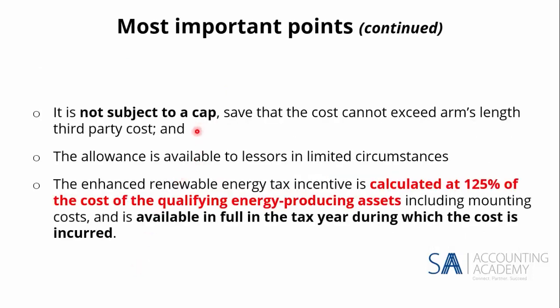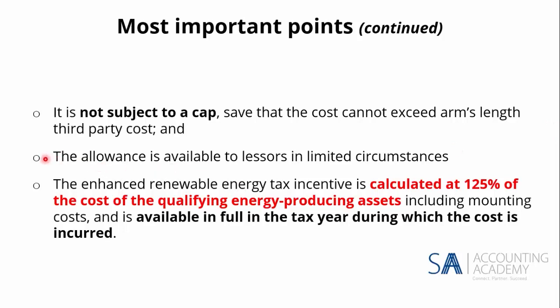This is not subject to a cap, like the individual one is up to a maximum of 15,000. There's no cap on this. But the cost cannot exceed an arm's length third party cost. So already you can see people trying to get creative with these arm's length third parties, right? Or have these third party transactions with their related parties and then inflate the cost so that they can then inflate their 125% deduction. So it will be capped at the cost of an arm's length cost.